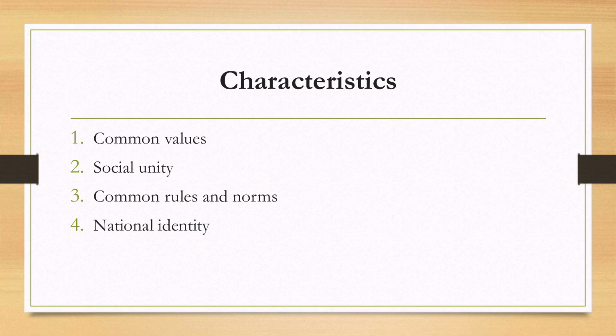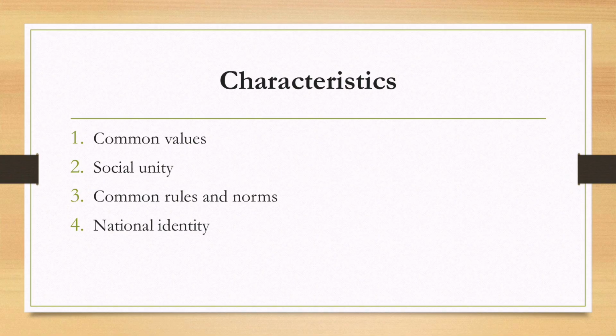Second one, social unity. Cultural uniformity creates a feeling of togetherness among the people. Even if people belong to different groups, common culture practices unite them. People develop mutual understanding and cooperation. For example, people celebrating national festivals together show social unity.